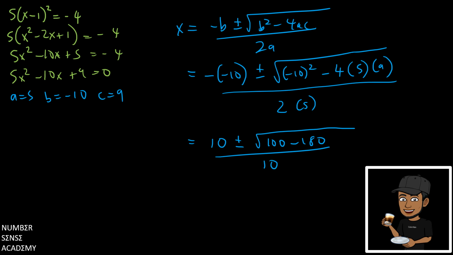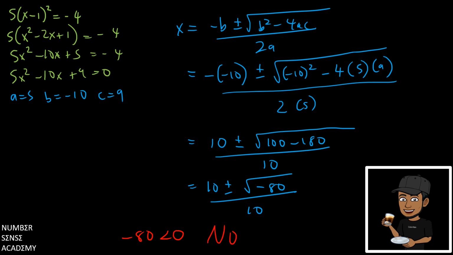Okay, so I'm going to expand one step further. So 10 plus or minus the square root of -80 over 10. So -80 is less than 0. This means there is no solution. So we can't go further, and we won't go further, because this is already validated: because this value is less than 0, there are no solutions.